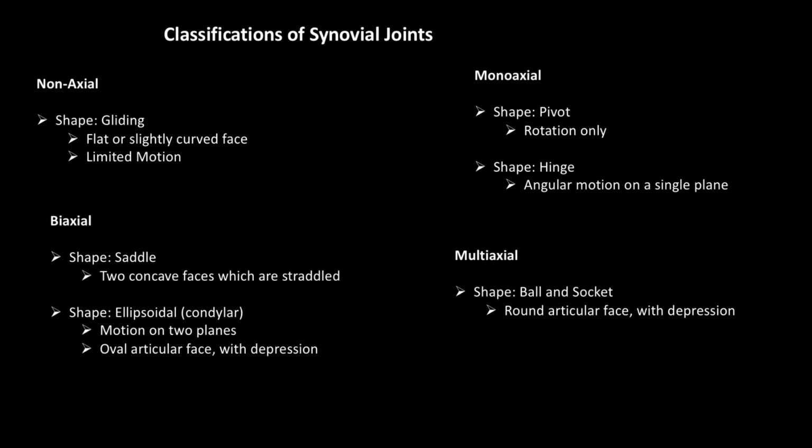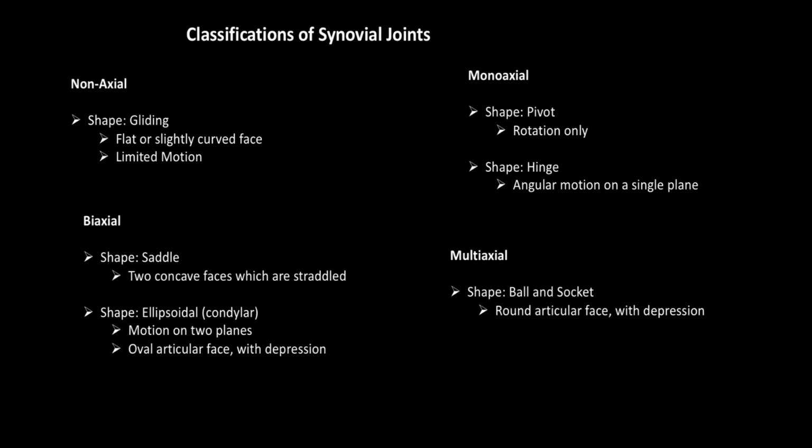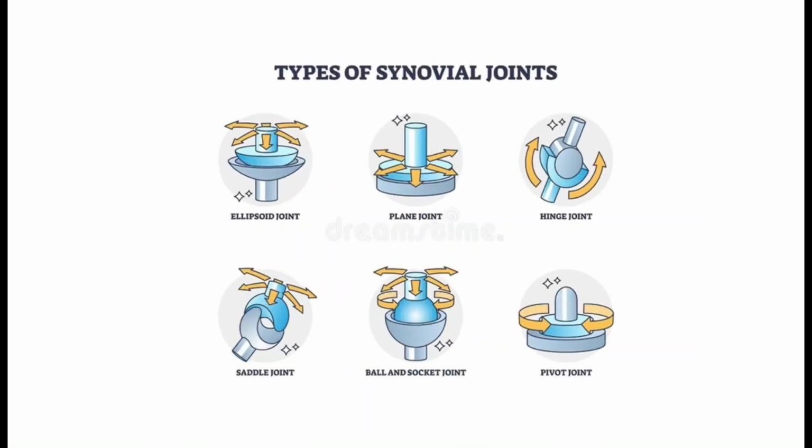For biaxial joints, there are saddle joints, which consist of two concave faces that are straddled, and ellipsoidal, also called condylar joints, which allow for motion on two planes and have an oval articular face with a depression. For multi-axial joints, there are ball and socket joints, which have a round articular face with a depression. Here is a visual representation of the types of synovial joints previously mentioned.